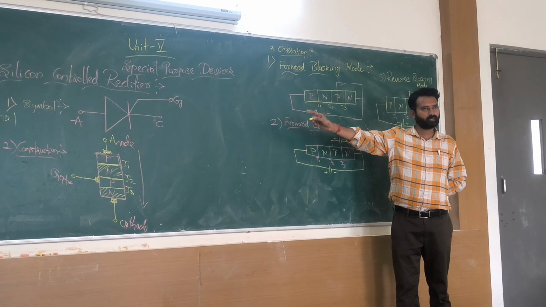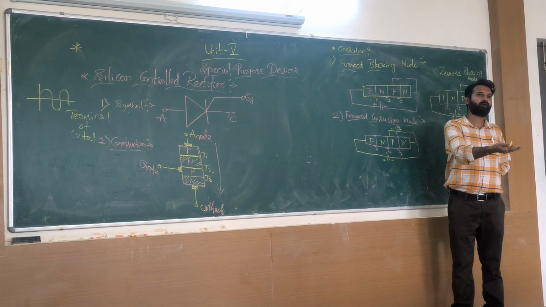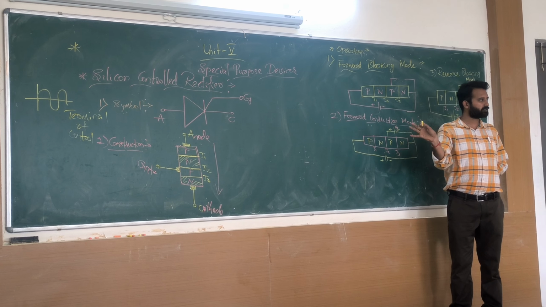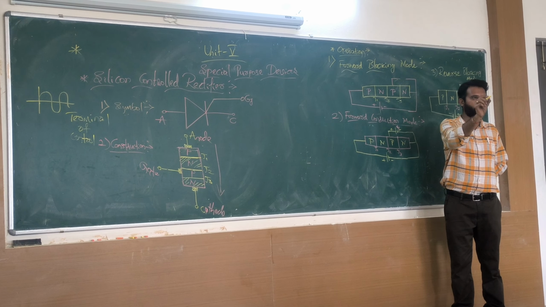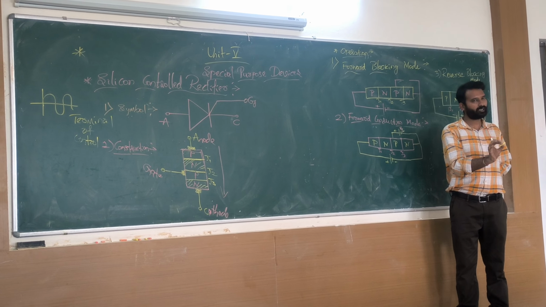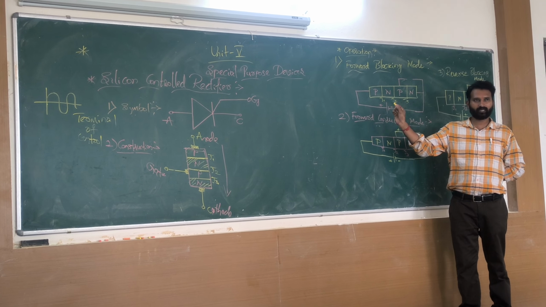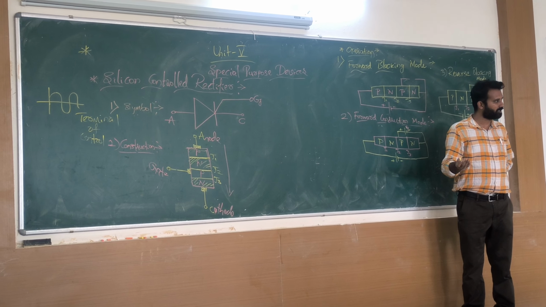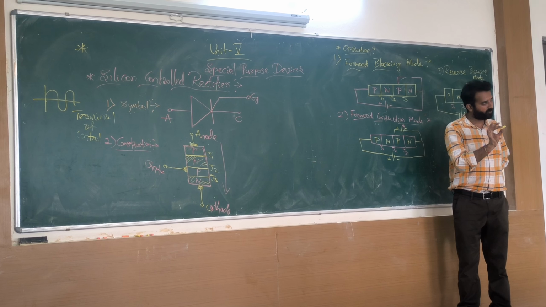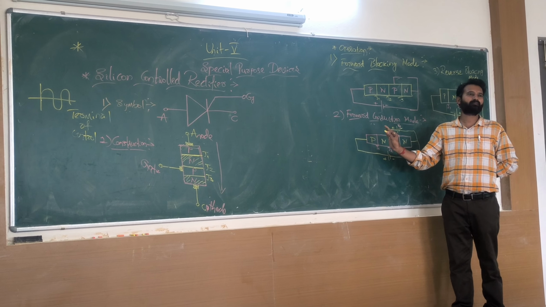This complete topic, what is unit 5? Special purpose devices. This device we are using for a special purpose. In real time, most of the devices in this chapter will be used in real-time applications. That's why the name is special purpose devices, for what special purpose they are using. And if you know the PN junction diode, forward bias, reverse bias, everything is easy.